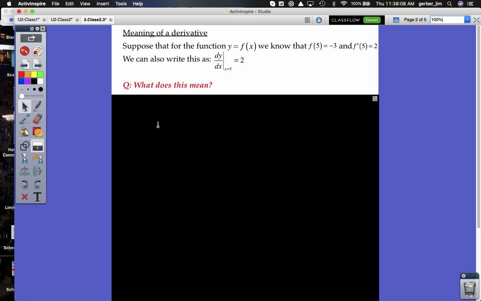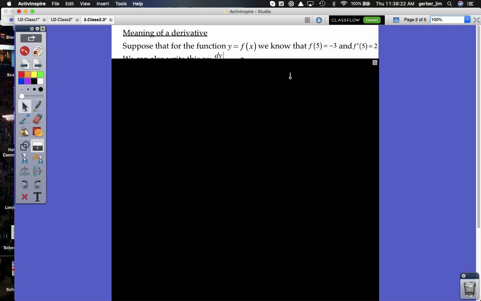The meaning of a derivative. Well, let's start by thinking about this question. Suppose that for the function y equals f of x, we know that f of 5 equals negative 3 and f prime of 5 equals 2. So let's just stop for a second and think about what we've read so far. Y equals f of x is our function. f of 5 equals negative 3. Well, that just means that the function, the curve, whatever it is, goes through the point (5, negative 3).